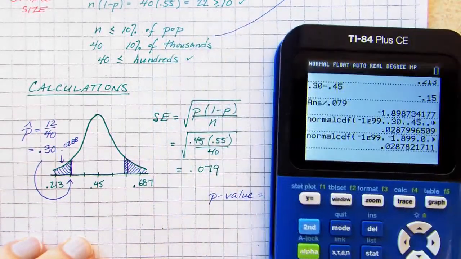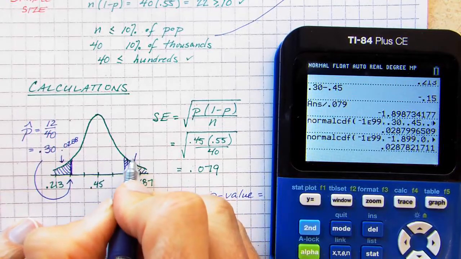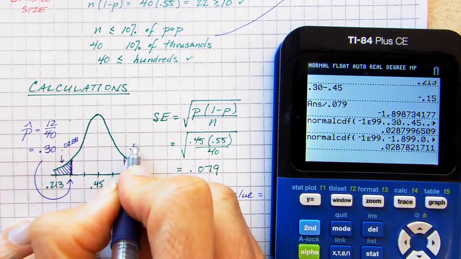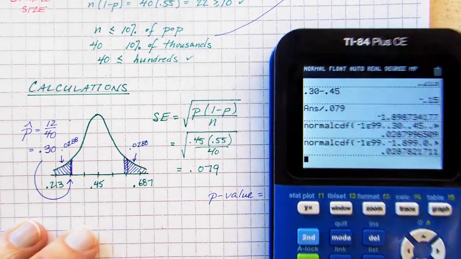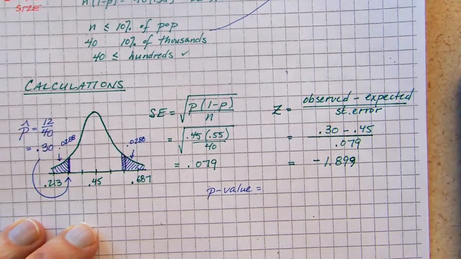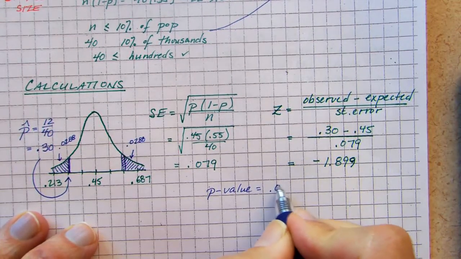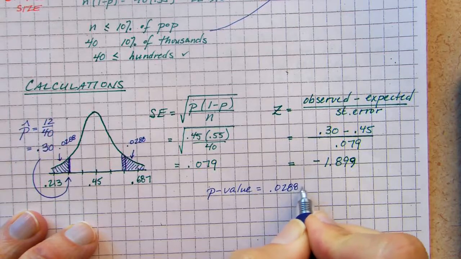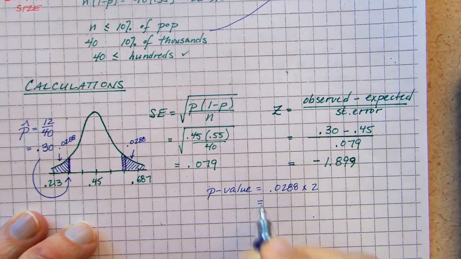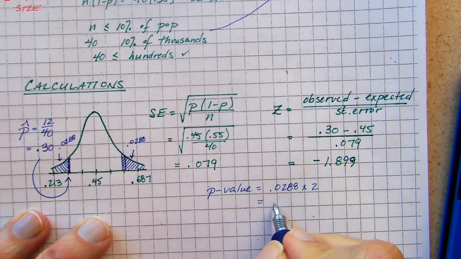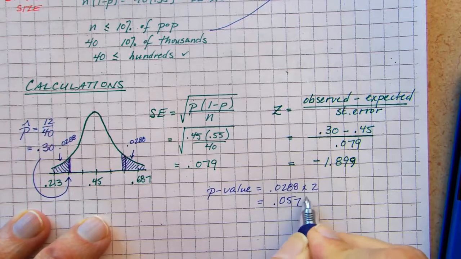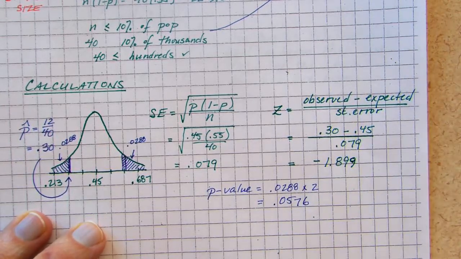Now, what you'll end up having to do is say, wait a minute, if this is 0.0288, then this is also 0.0288, meaning that altogether, if I took that 0.0288 and multiplied it by 2, so let's try that, 0.0288 times 2, we get about 0.0576. And that's what we call the p-value.